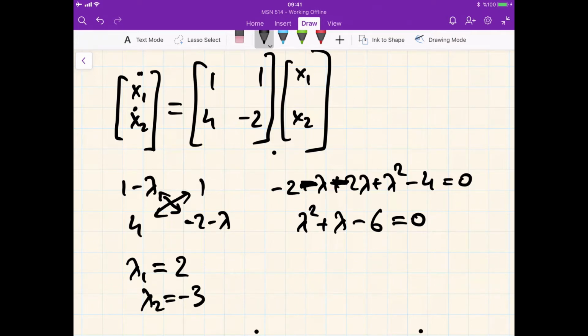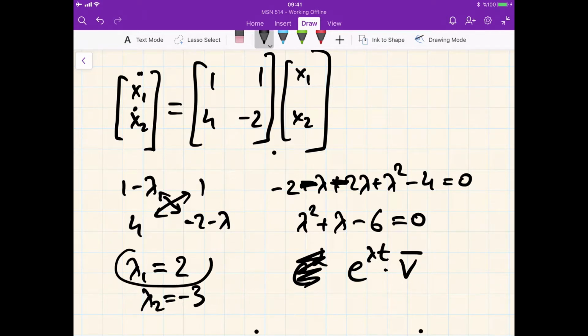Then I didn't mention eigenvectors. Those are the things that go with these lambdas. Do you remember e to the alpha t, or let's just write e to the lambda t? There was some v here. So for each of these lambda, we will find some kind of v. Are you still with me?